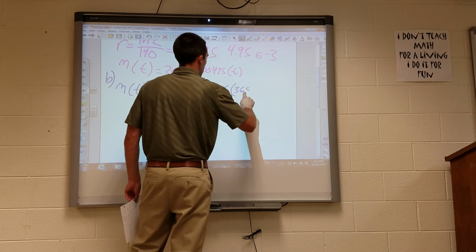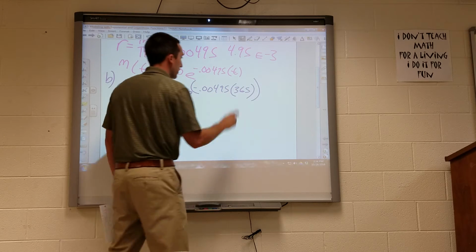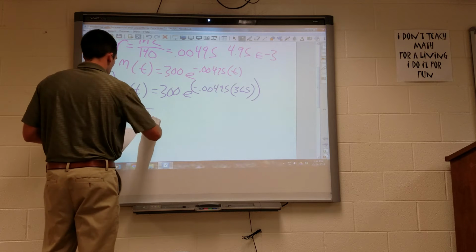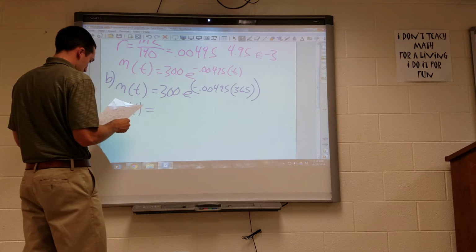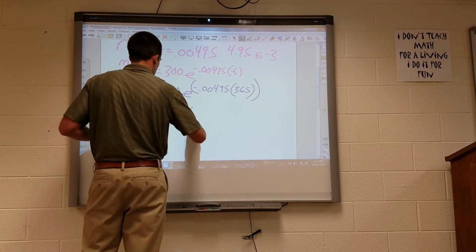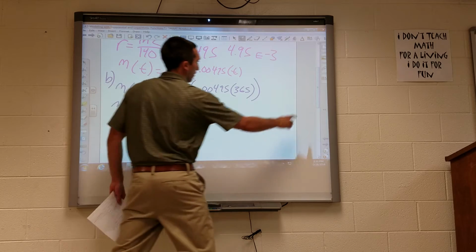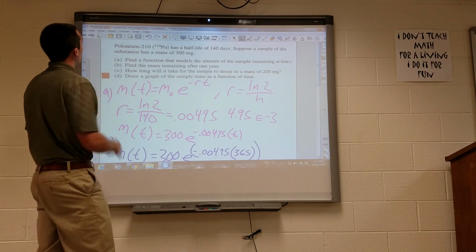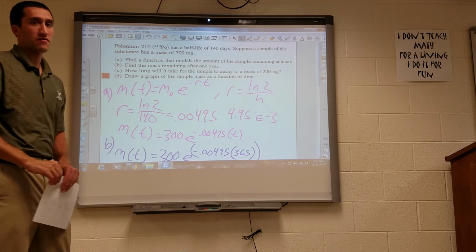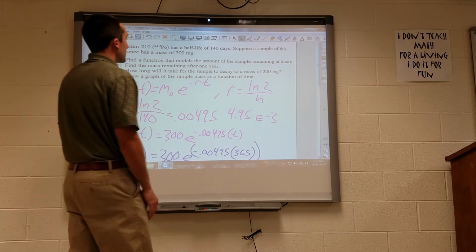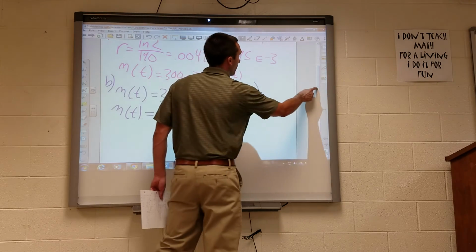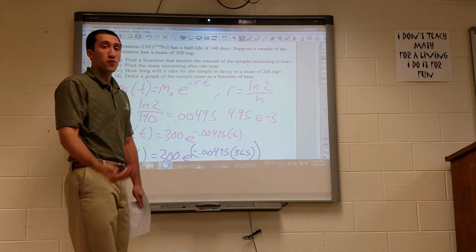And 365, make sure you put this entire exponent in parentheses, and we see that there is 49.26 milligrams of plutonium-210 remaining after 365 days. Now that makes sense. It makes sense that there would only be 49 milligrams because the half-life is 140 days.